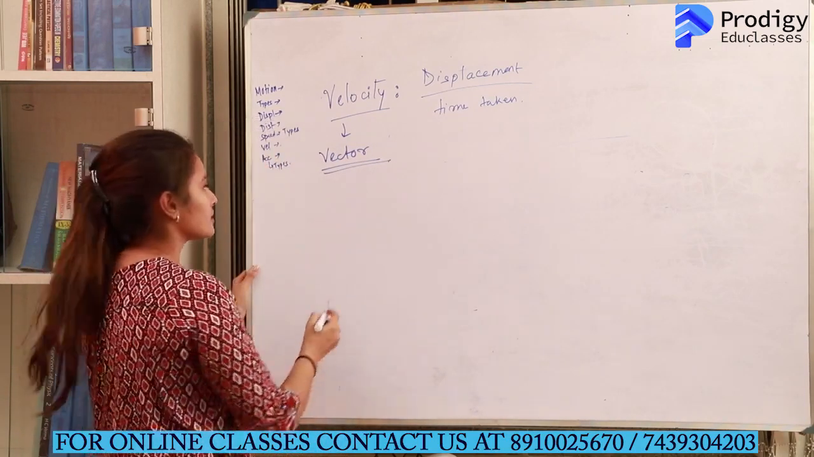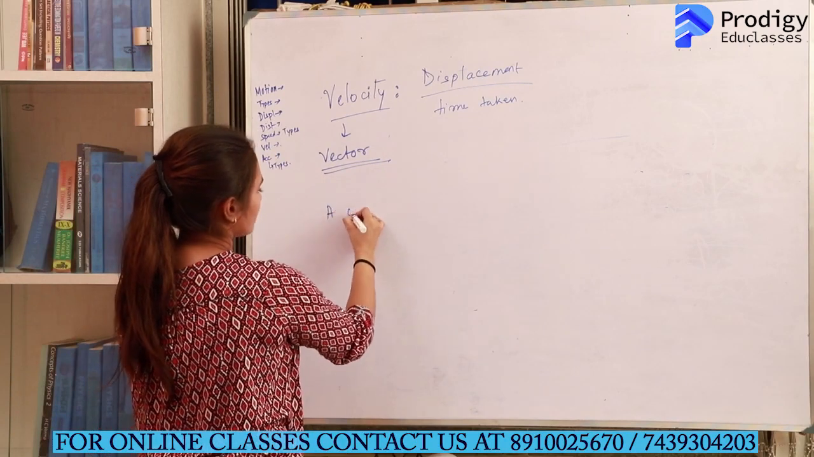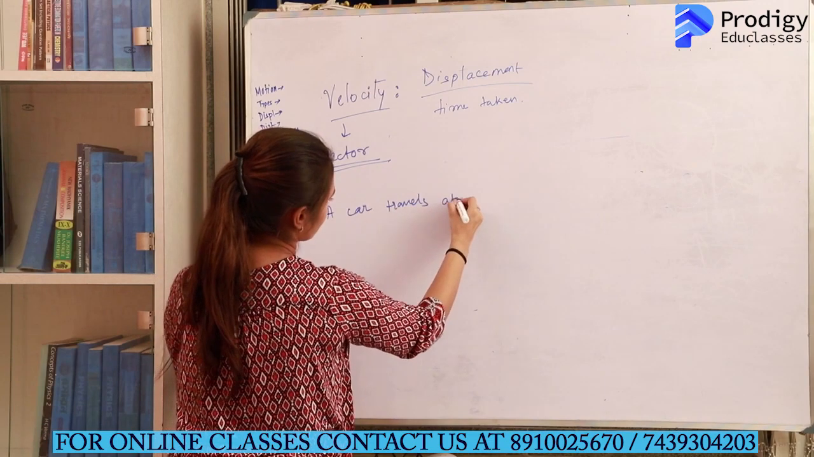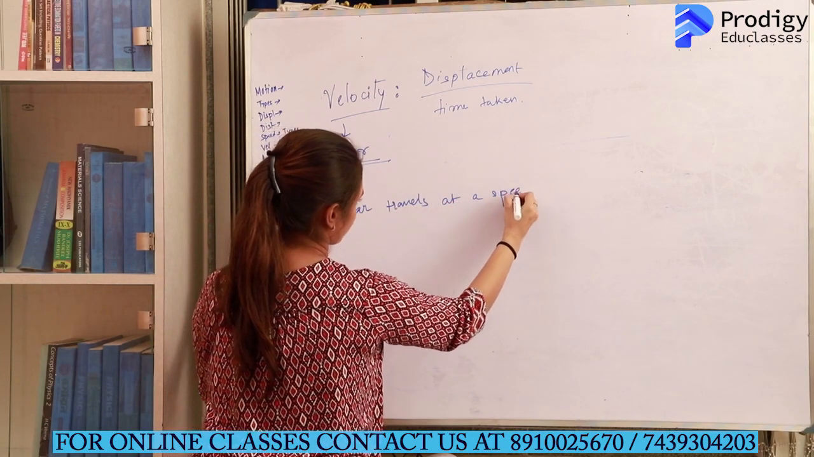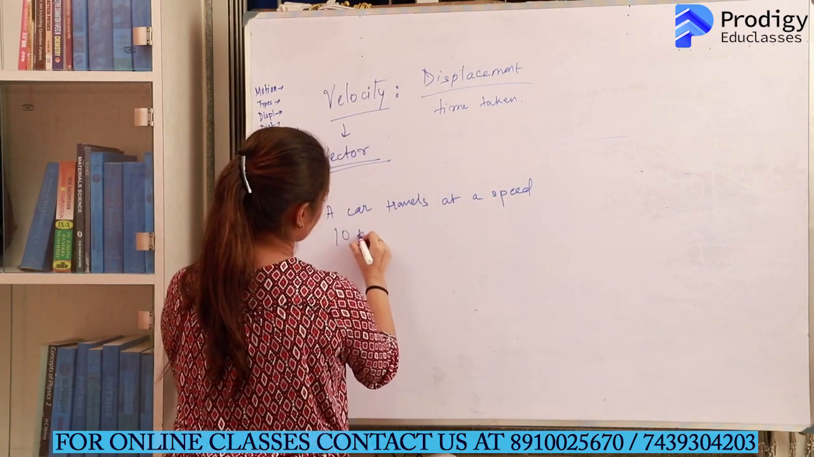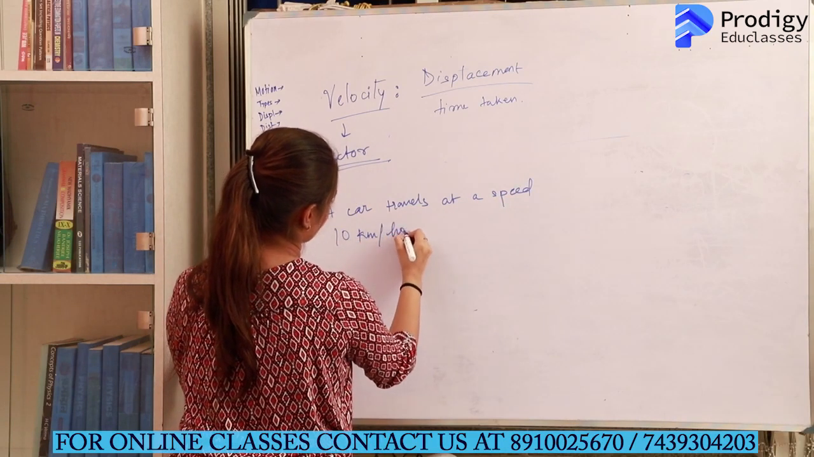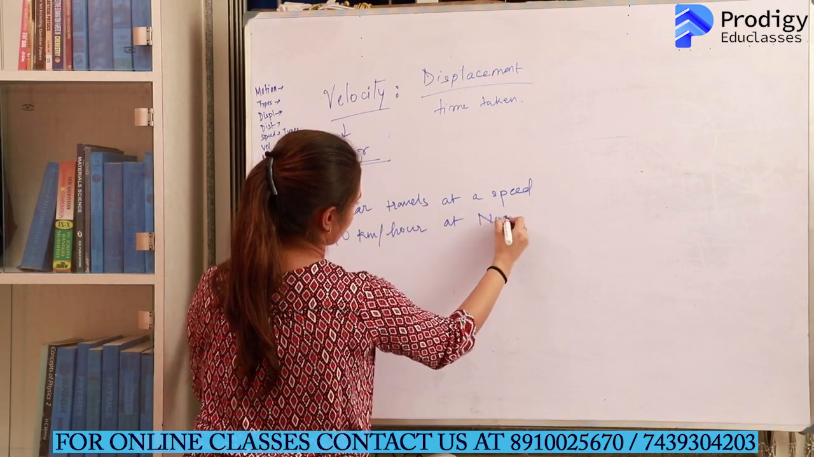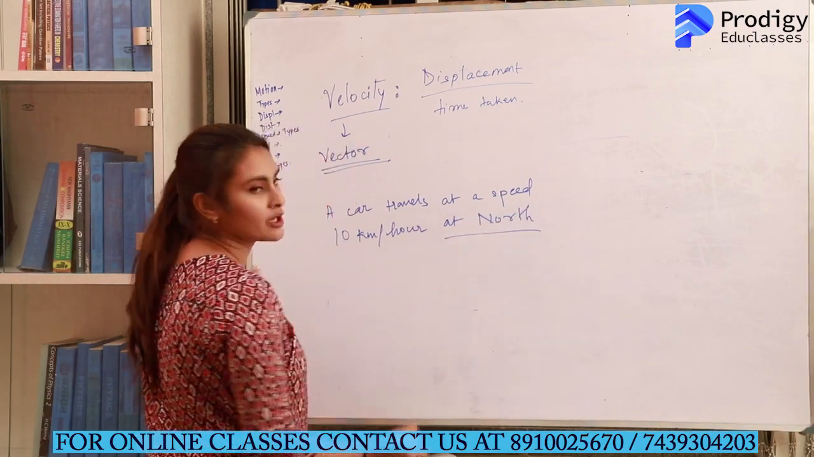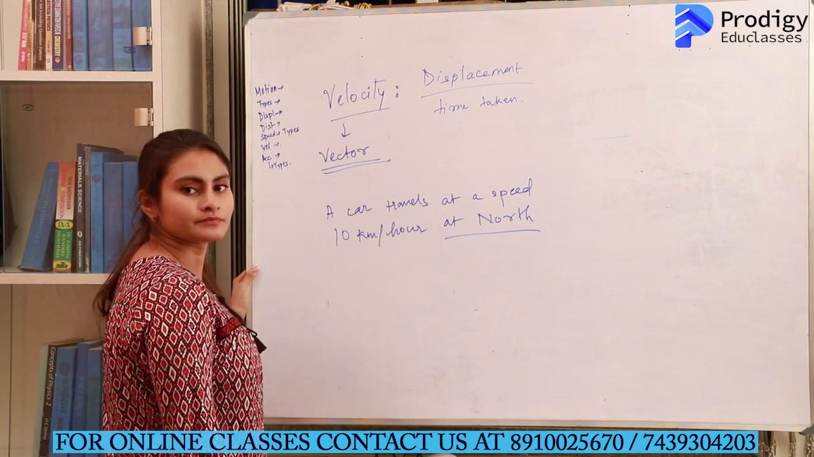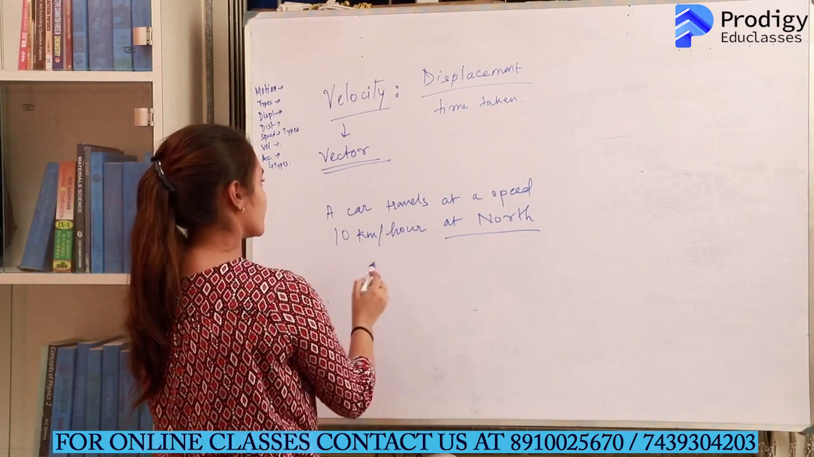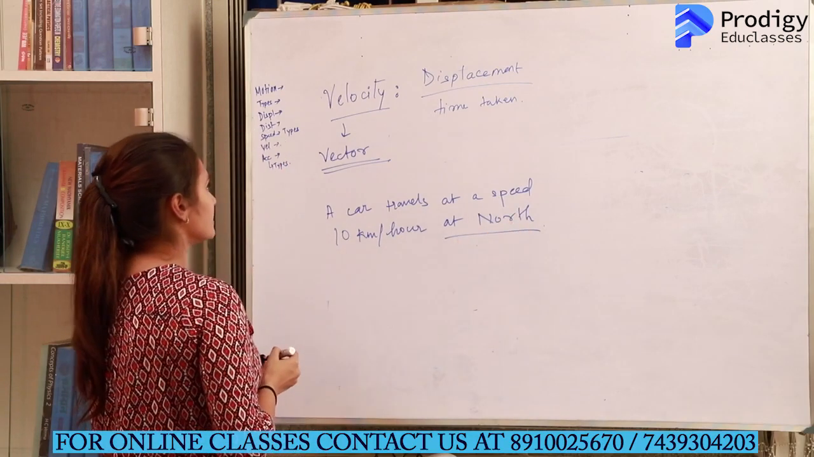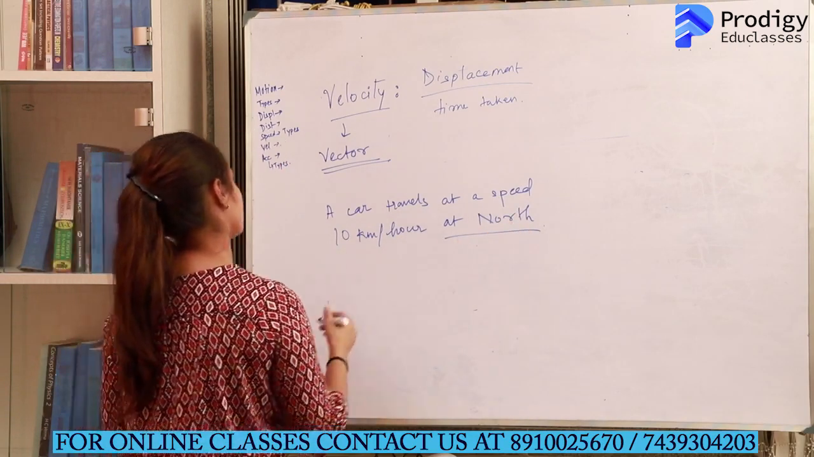So in case of velocity, we can say that a car travels at a speed of 10 km per hour at north. Now when I add this, then it becomes a vector quantity. Okay, so this becomes a vector quantity. So whenever I add a direction, I said it becomes a vector quantity.